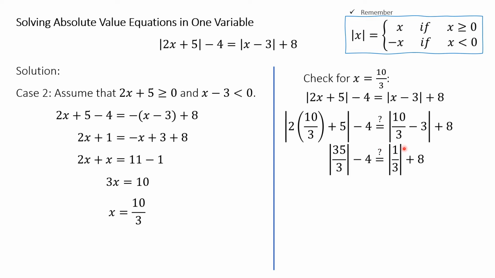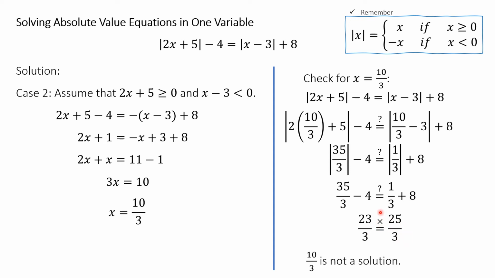Simplifying each side, we'll get the absolute value of 35 over 3 minus 4. Is this equal to the absolute value of 1/3 plus 8? Next, we'll get 35 over 3 minus 4. Is this equal to 1/3 plus 8? Simplifying each side, we'll have 23 over 3 equals 25 over 3, which is a false statement. Therefore, 10 over 3 is not a solution.